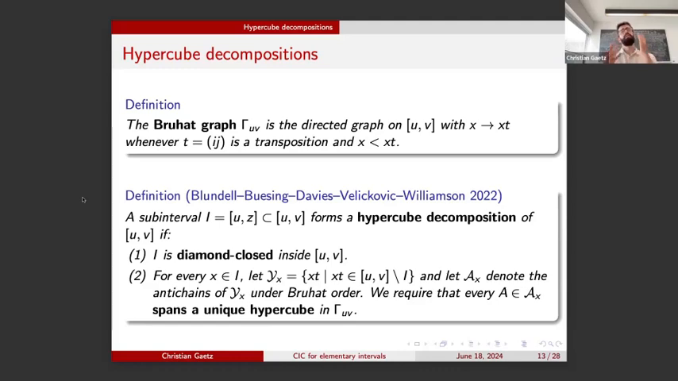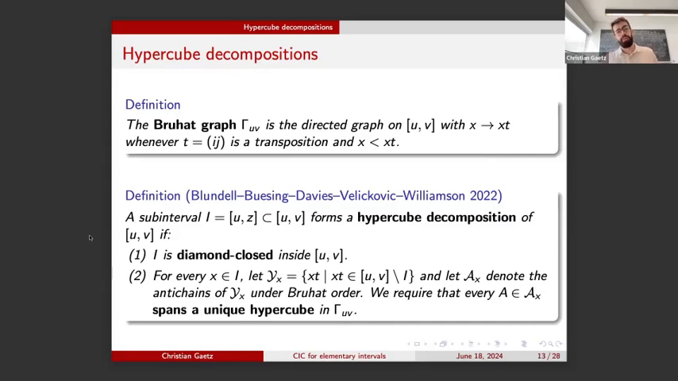All right, so here's the definition, and we'll spend a few slides unpacking this. So a hypercube decomposition is going to be a special lower subinterval of our interval. So our interval that we're interested in is the interval from U to V. We're going to look at the interval from U to Z inside of that. And this is going to be a hypercube decomposition if it satisfies a couple properties. So the first property is that this set has to be what's called diamond closed in V. And I'll give an example of that in the next slide.